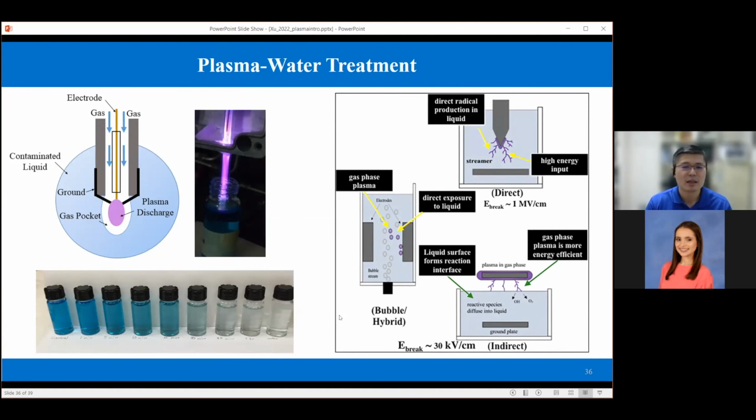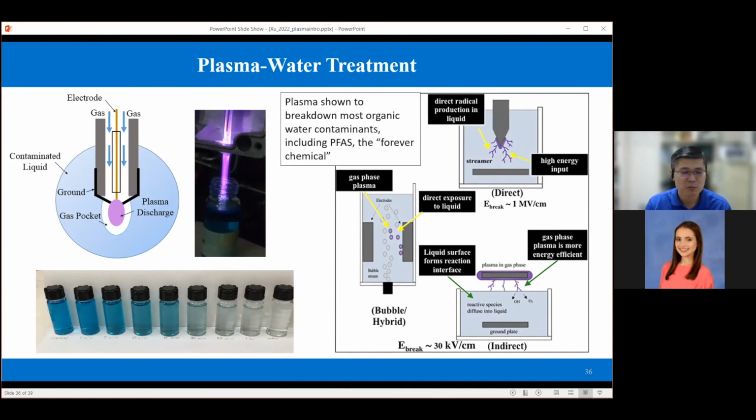But the amazing or interesting and useful result of all this work is that plasma is shown to break down most, if not all, organic water contaminants, including PFAS, which we tend to call the forever chemical because it doesn't naturally break down in water, and its use has been prevalent in the last 50 years. There are very many instances of very contaminated water sources that we cannot clean with more traditional means. So plasma may be a possible solution to help this issue.